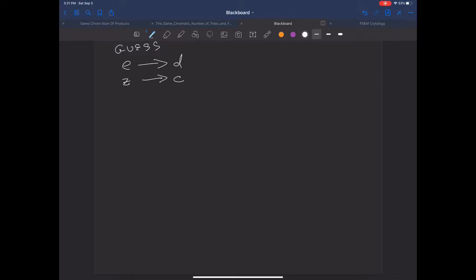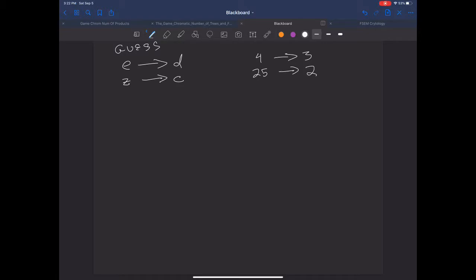We don't know if it's right, but we're going to assume it's right and then see if the decrypted message we come up with actually looks like English. So this first one right here, in terms of numbers, means that 4 is being turned into 3. And for the next one, in terms of numbers, Z is 25, and that is being turned into the number 2, because that's C.